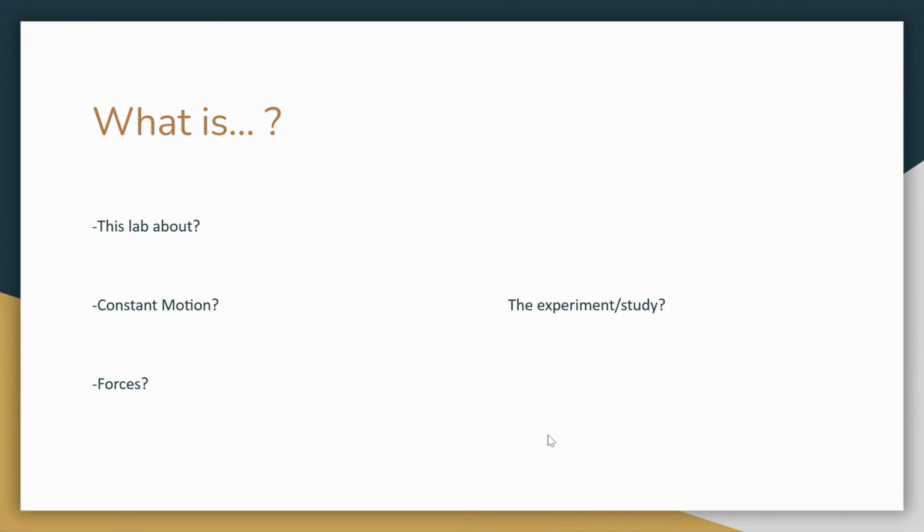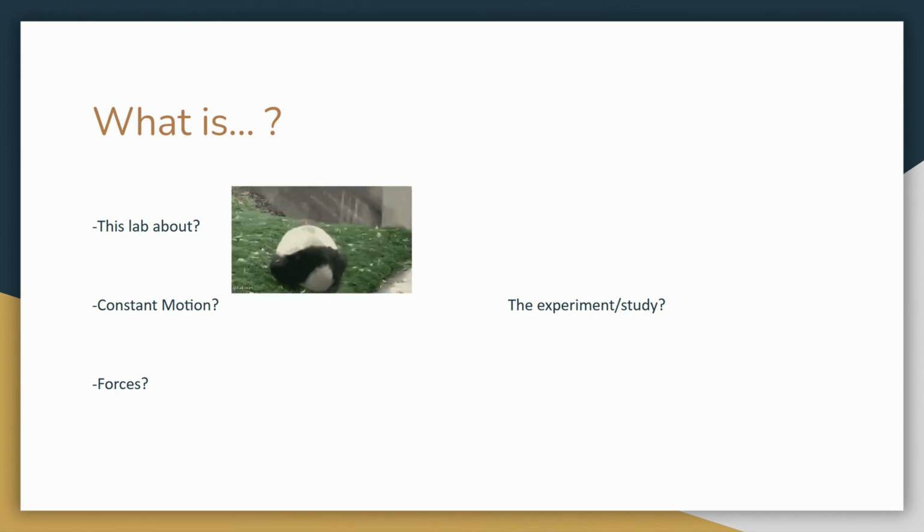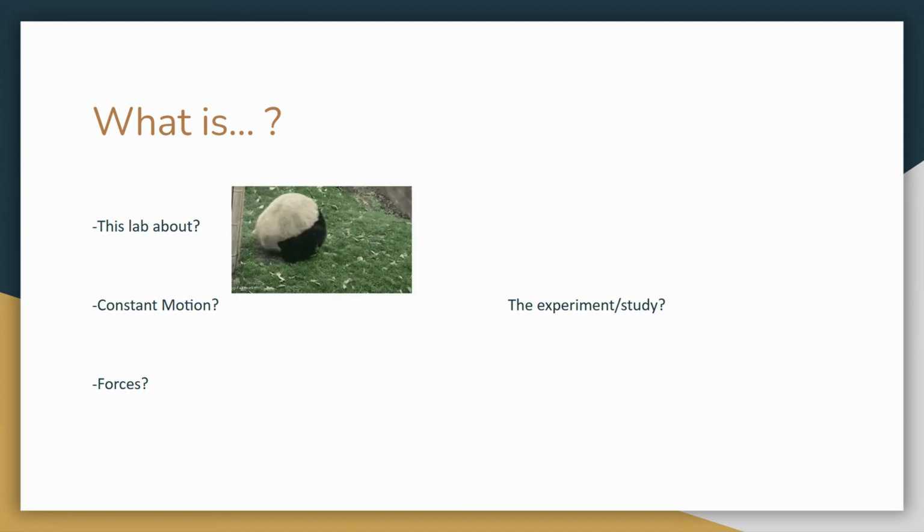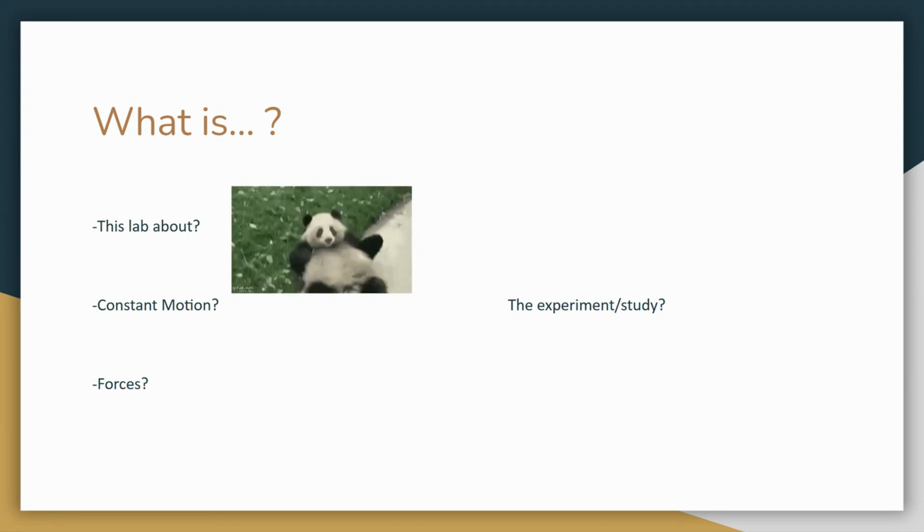Now, here are some questions that you guys might have. First off, what is this lab about? Well, this lab is going over the constant motion of a rolling object. This is a panda who does not have constant motion. However, our object is one that rolls, and we are going to be testing what it is when forces cancel out to cause a dynamic motion problem where the object is in motion but has no net force.